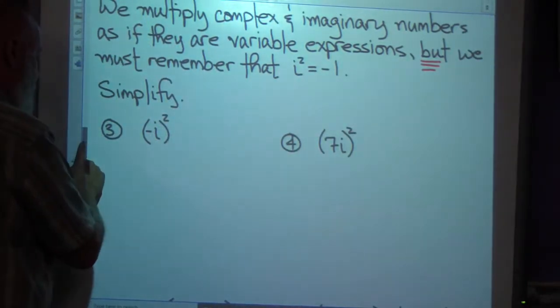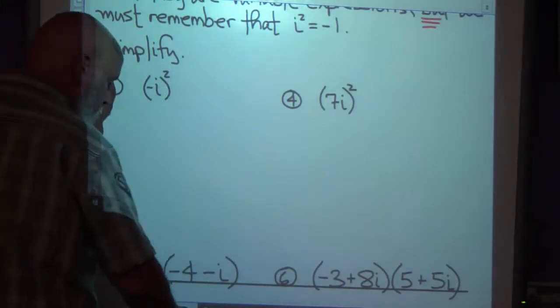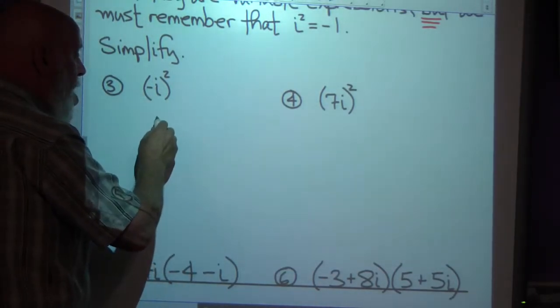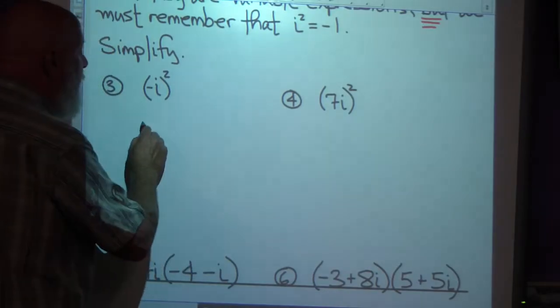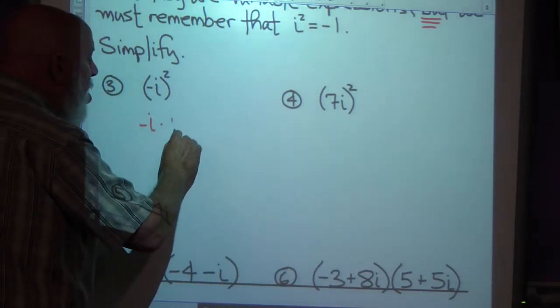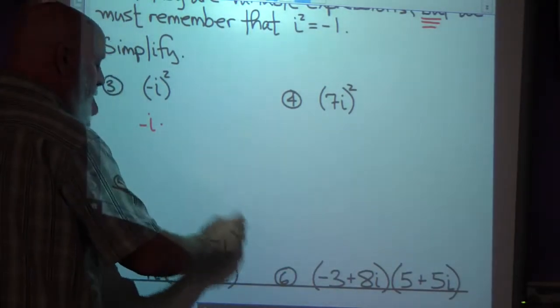Let's see what we got here. I got negative i squared. Well, negative times negative is positive. So I have, let's look at it this way. Negative i times negative i.